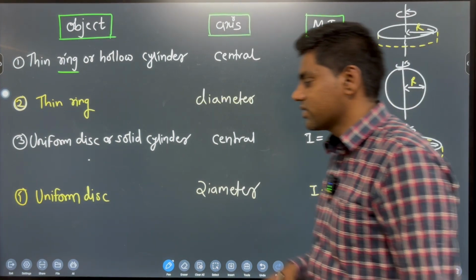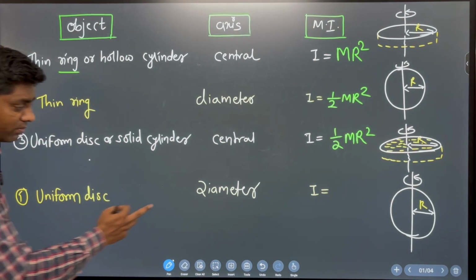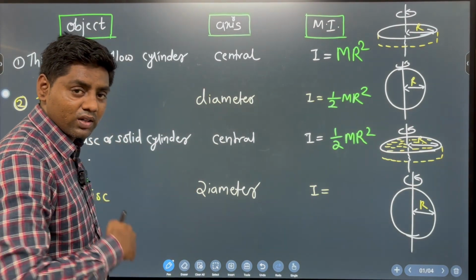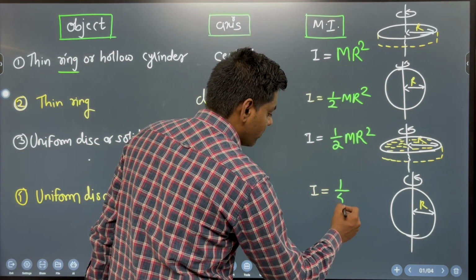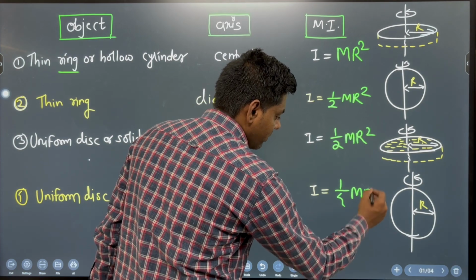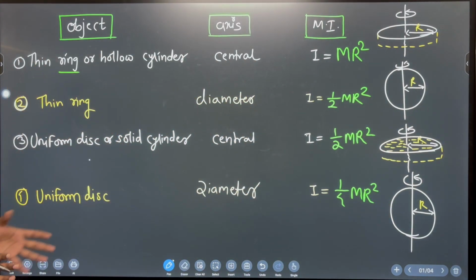So the next object is again moment of inertia. We have to calculate for uniform disc, but now the axis is passing along the diameter. So what is the formula for diameter? That is 1 upon 4 MR square. So now here we complete the four formulas, moment of inertia for different four shapes.